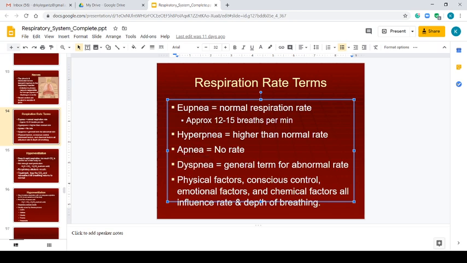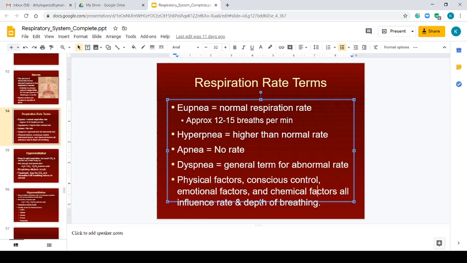Okay, so different physical factors can influence this respiration rate. Conscious control, emotional factors. You get bad news, or you get super nervous, or whatever, and people start hyperventilating. Okay, chemical factors. All these different things can influence the rate and the depth of breathing.